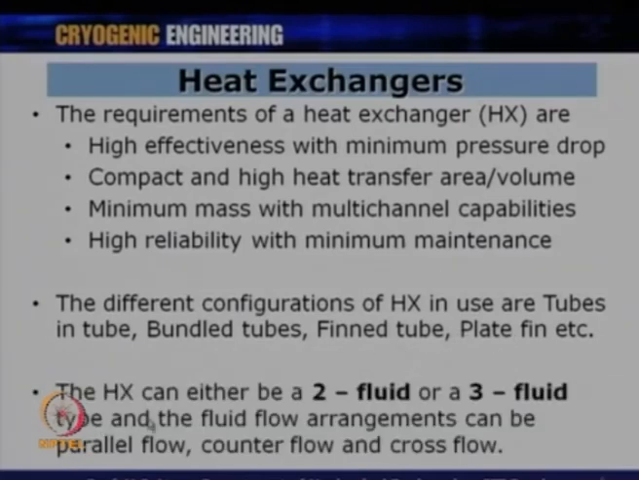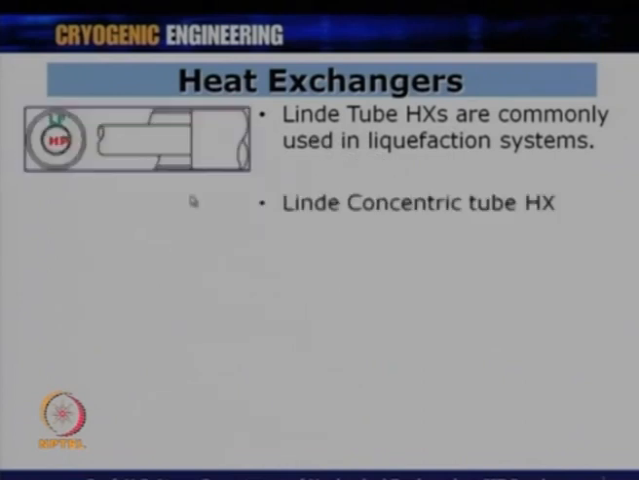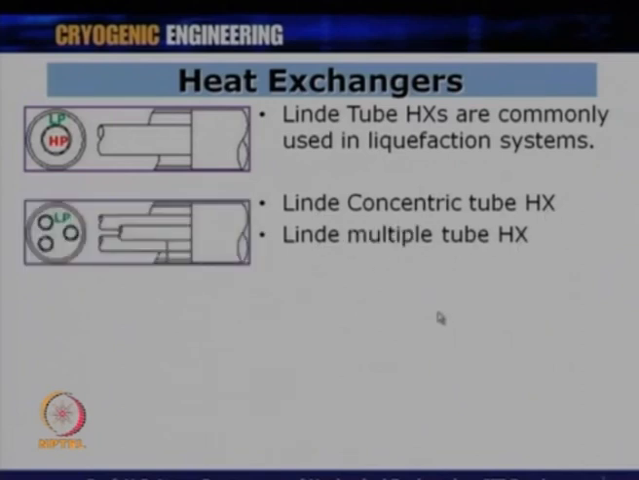And as you know from different cycles, what we have seen, heat exchangers can be of 2 fluid or 3 fluid types, depending on the heat exchanger and cycle we are talking about. Normally the heat exchangers are called Linde tube heat exchangers, which are commonly used in liquefaction systems because they were invented by Linde and used by Linde. You can see here a tube in tube heat exchanger where the high pressure gas goes inside the tube and the low pressure gas comes over the tube. So, it is a tube in tube kind of heat exchanger or Linde concentric tube heat exchanger.